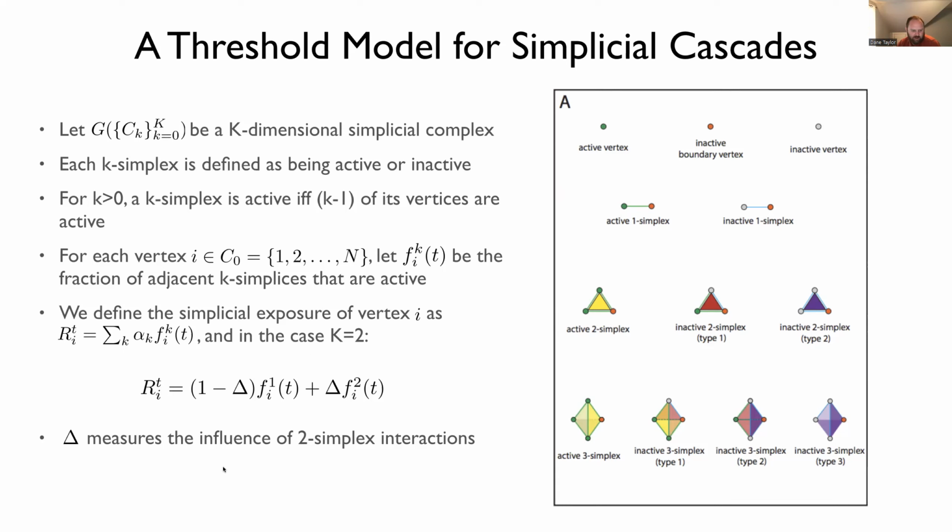So I think I needed to add another bullet point here that says, just like the Watts threshold model, when the simplicial exposure surpasses the threshold, the vertex becomes active. Okay, I see. So when this is greater than tau, then the vertex changes. Thanks.